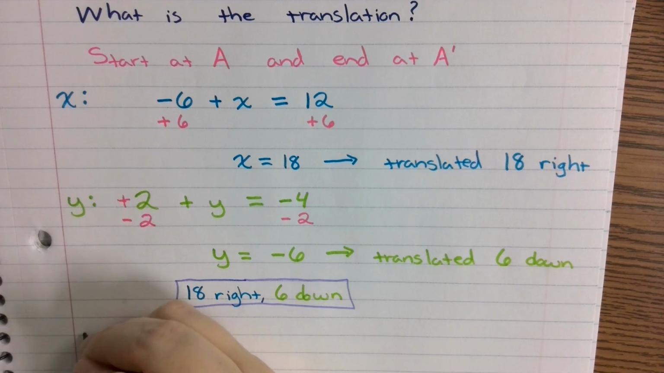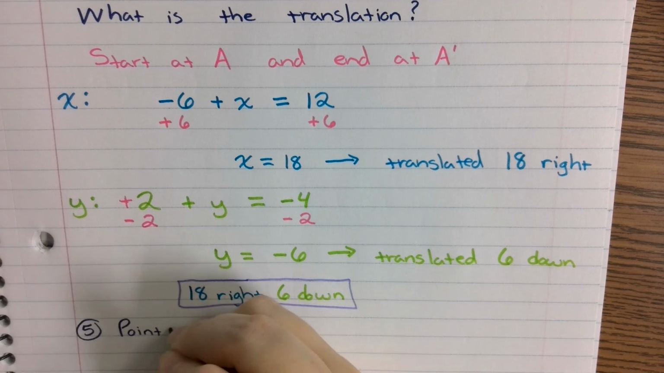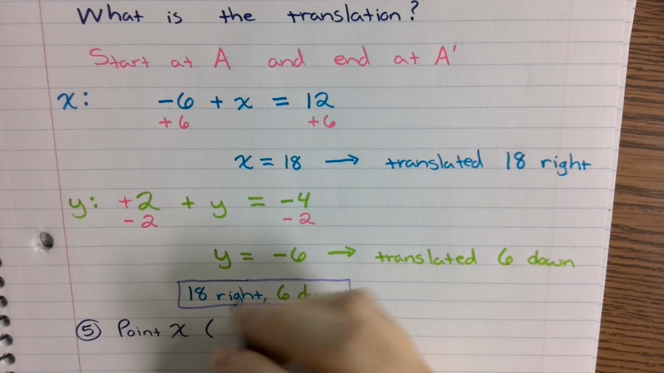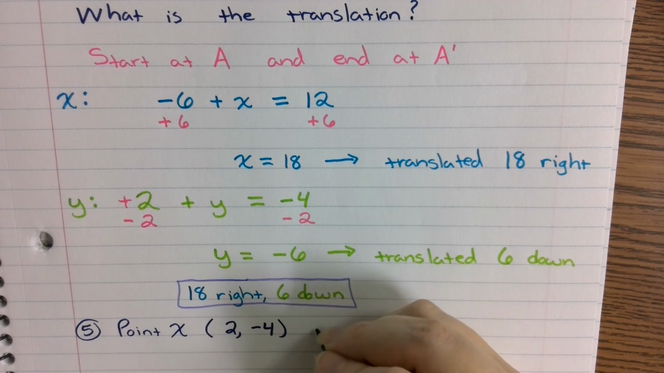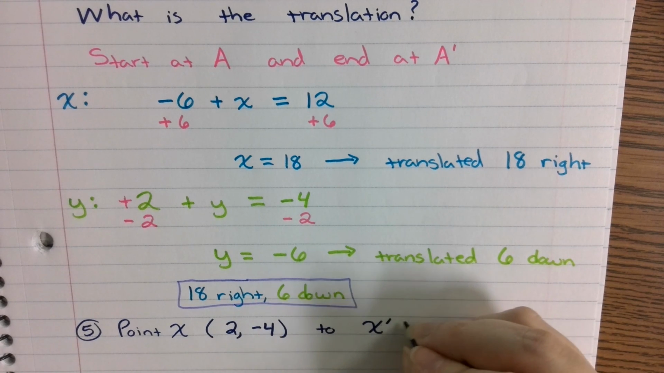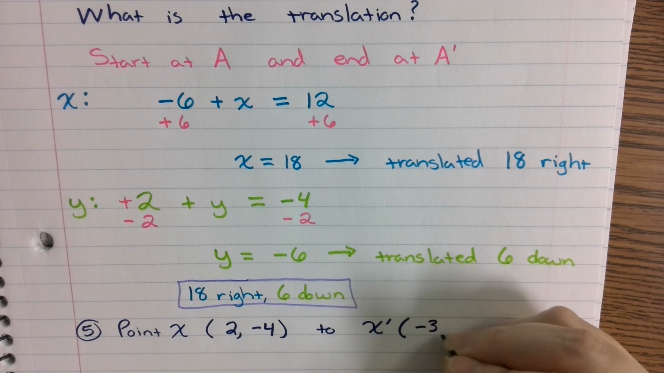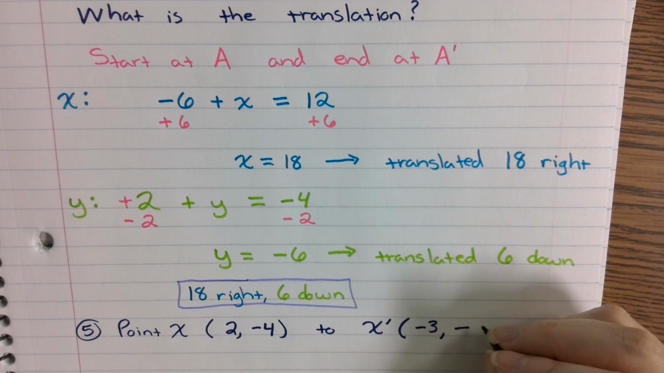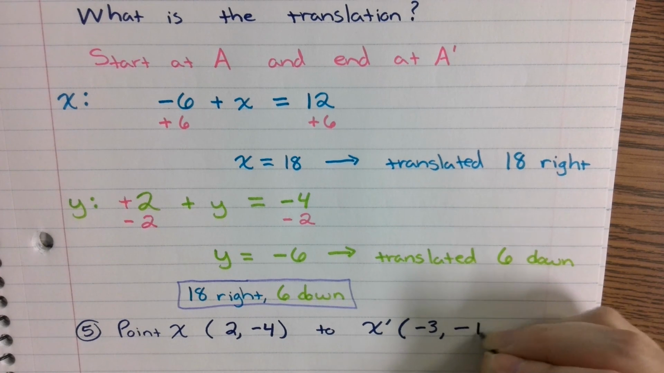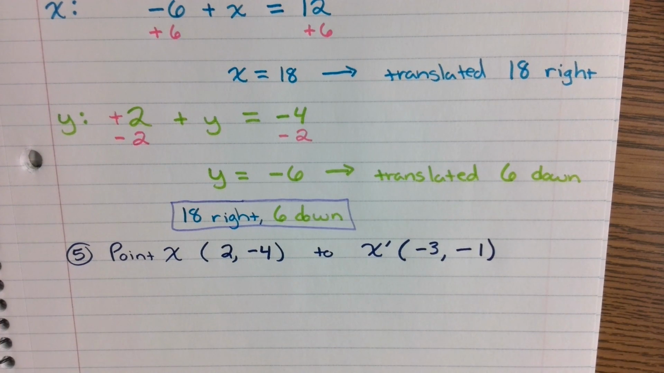I want you to try one of those on your own. If we have point X at 2, -4, and we're going to go to X prime. X prime goes to -3, -1. I want you to figure out what the translation is.